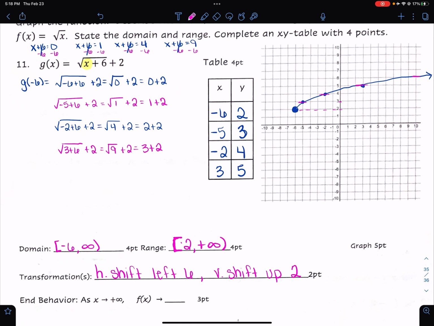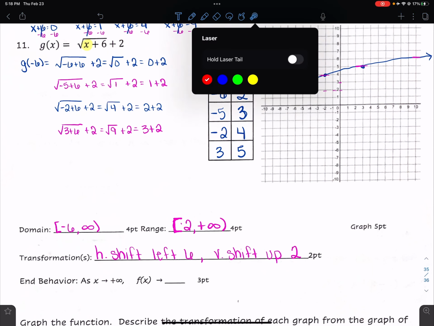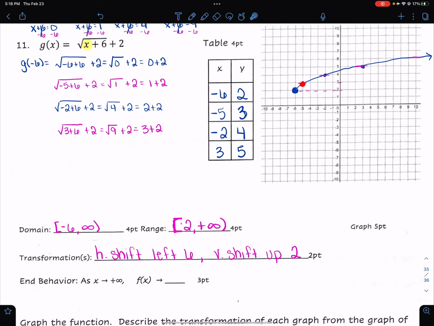Now, end behavior. As x goes to positive infinity, so as x moves to the right, where is the y value going? The y value is constantly increasing. So the y value goes to positive infinity.